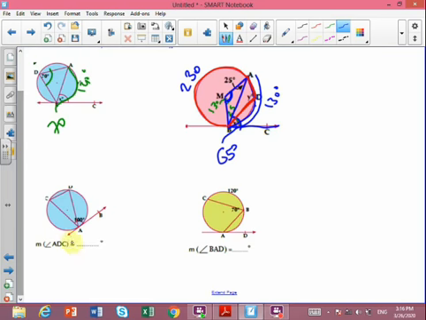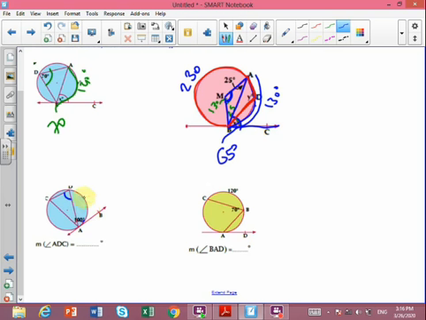Okay, here he wants the measure of angle ADC, this angle. First, I have CAB. This angle of tangency is equal to half this arc.